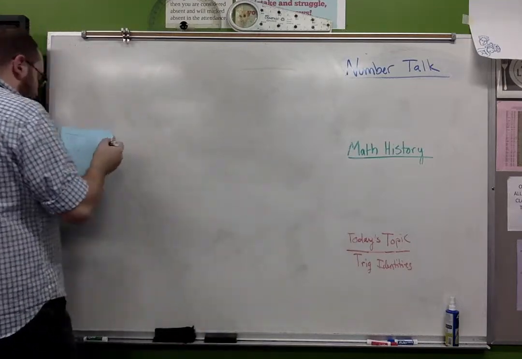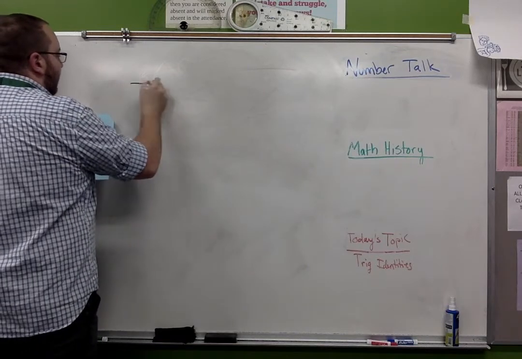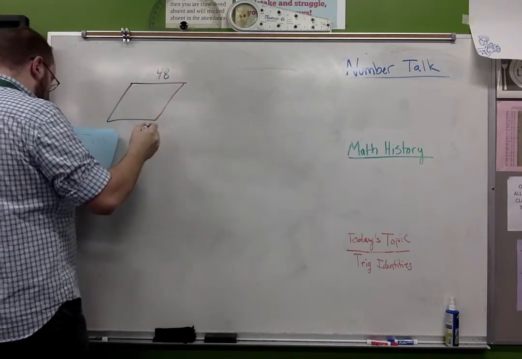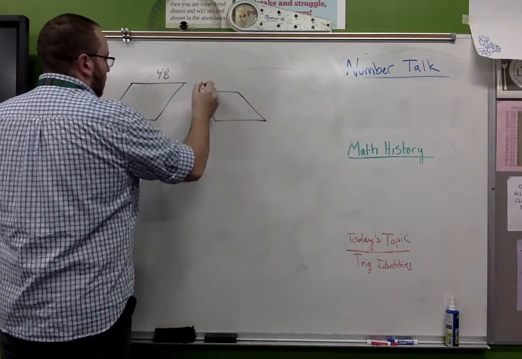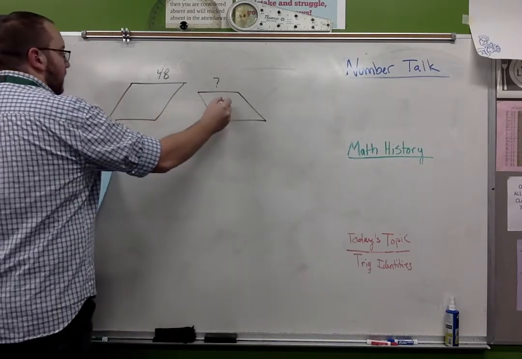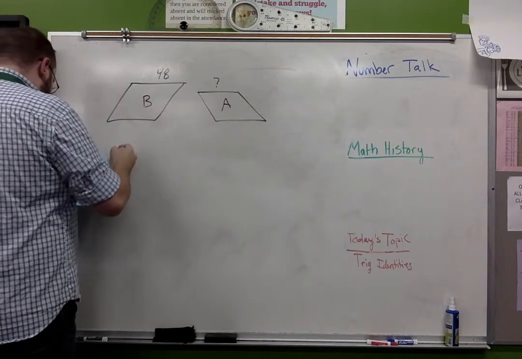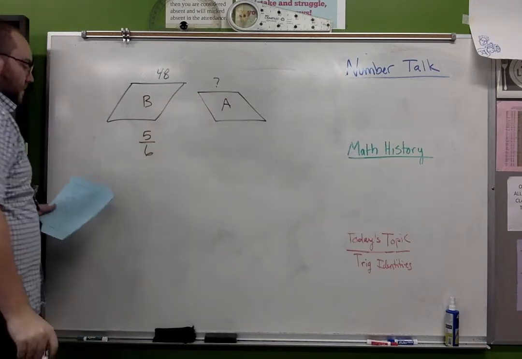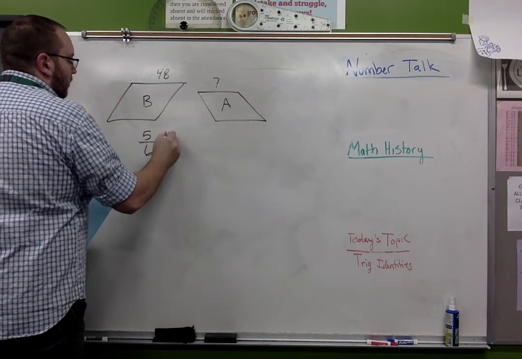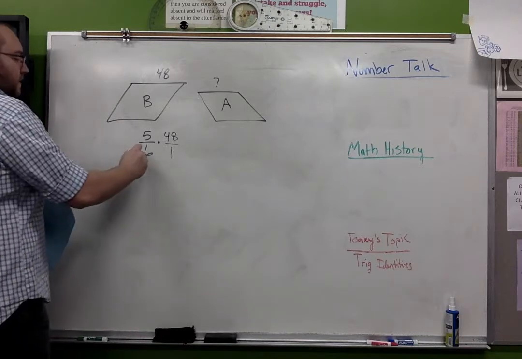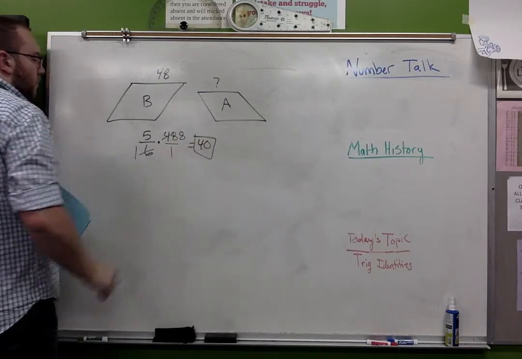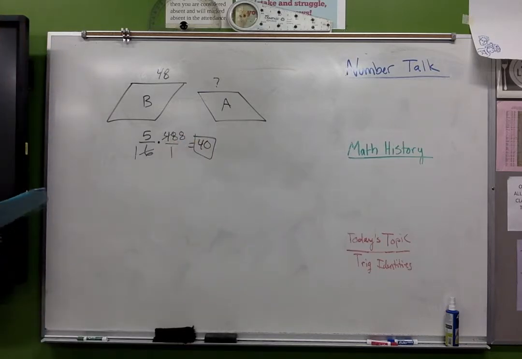Then let's see here. This next one tells us the scale factor, and we're trying to find a side. 48, question mark. And it says the scale from A to B, this is A, this is B. So from A to B is 5 over 6. So what I'm going to do is take 48 times my scale factor, or my common ratio, divide by 6, divide by 6. 5 times 8 is 40. And that's your answer.